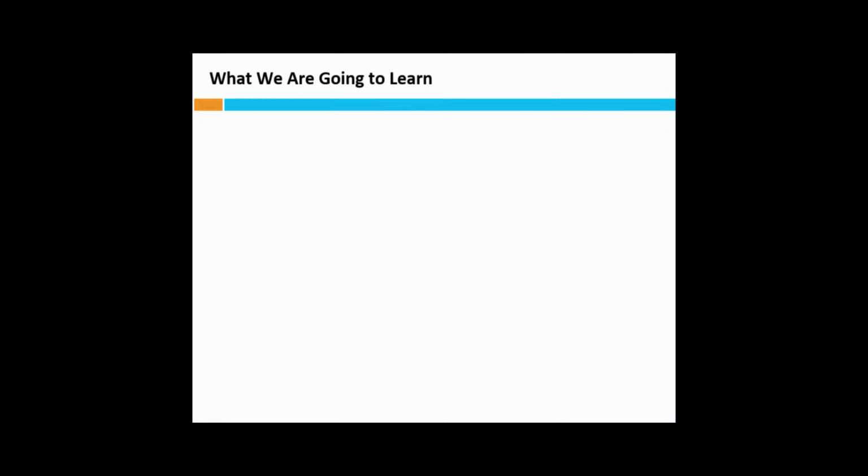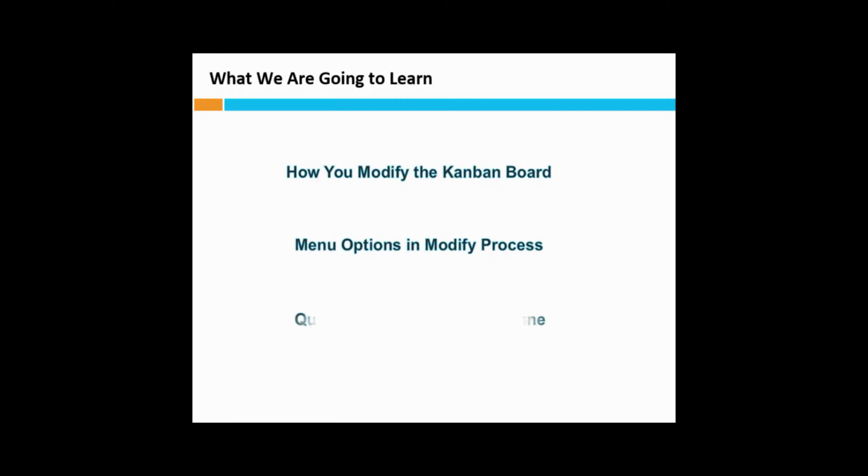In this video, we're going to learn how we can modify the Kanban board using the Modify Process feature, working with various menu options in the Modify Process page, selecting a queue color, and configuring various lane options.